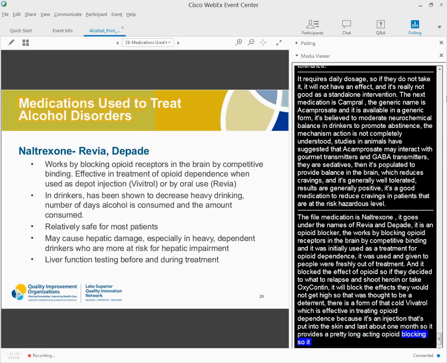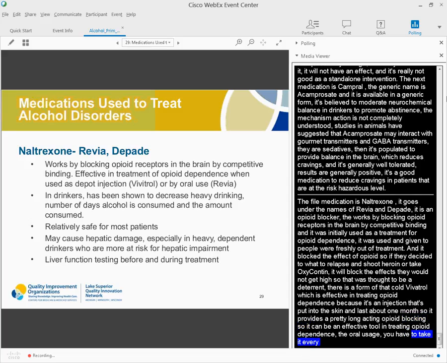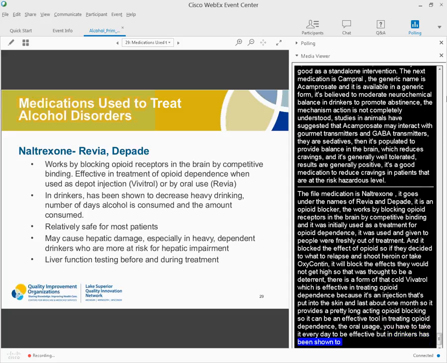The oral form is Revia, which means you have to take it every day to pretty much be effective. But in drinkers, it has been shown to decrease heavy drinking, decrease the number of days alcohol is consumed, and the amount of alcohol consumed.